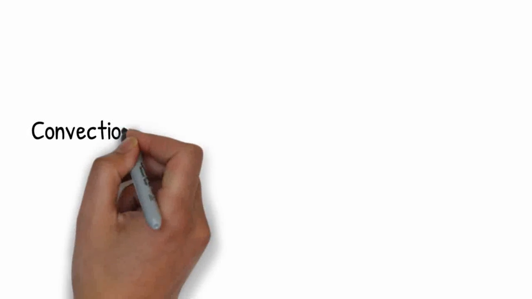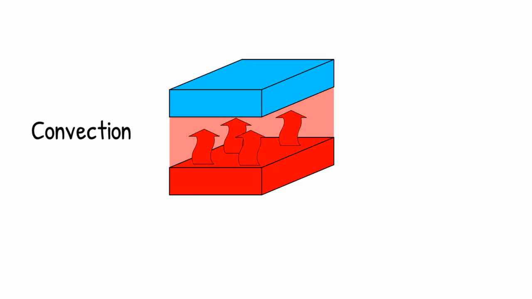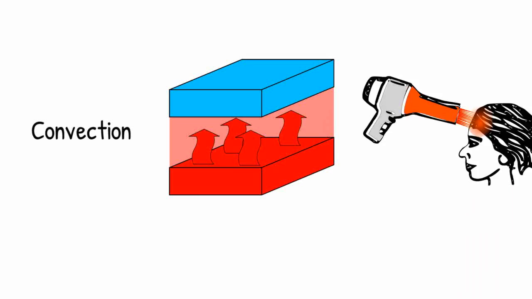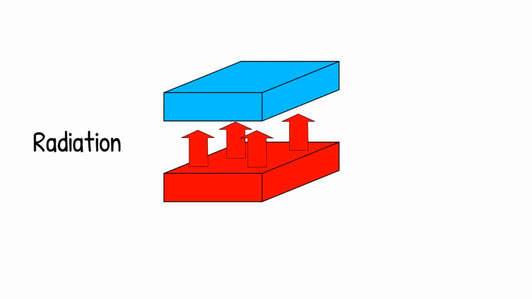Convection is another fraction of heat transfer, and that is heat moving with air. A good example for this is a hairdryer. Radiation, the last fraction, is heat transferred by electromagnetic waves. And that's me 2 weeks from now.